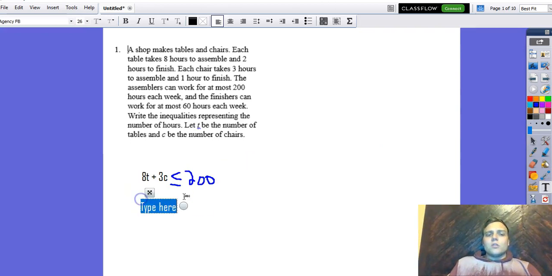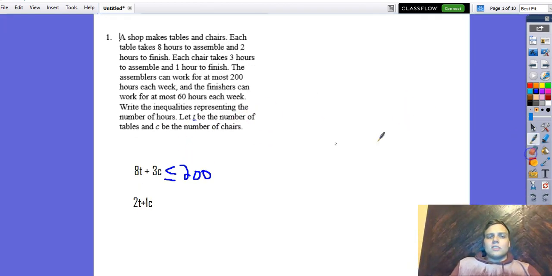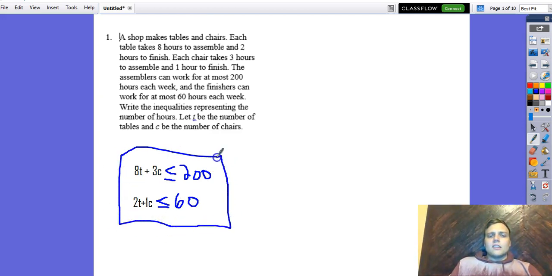The finisher, well, to finish a table takes 2 hours, and to finish a chair, it takes 1 hour. And it tells us that the finisher can work for at most 60 hours. So that's the same inequality, less than or equal to 60 hours. And there you go. It didn't ask us to solve for anything. It just asked us to write the system of inequalities.